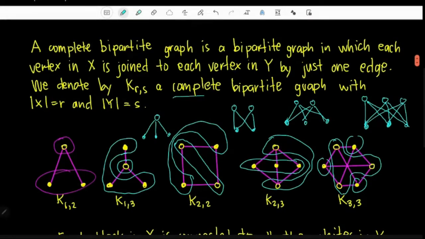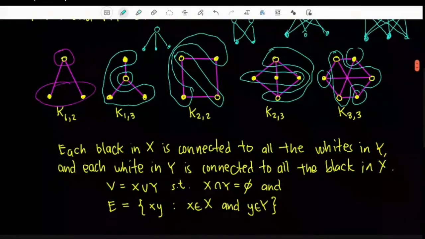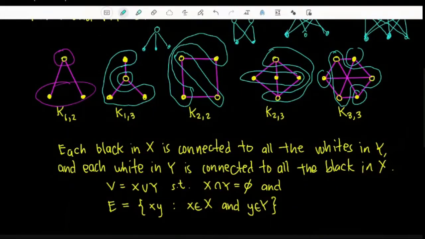So all you need to do to make it complete is to connect all the black vertices to each of the white vertices. And all the white vertices, of course, must be connected as well to each of the black vertices. Now, each black in X is connected to all the vertices in Y, and each white in Y is connected to all the blacks in X.